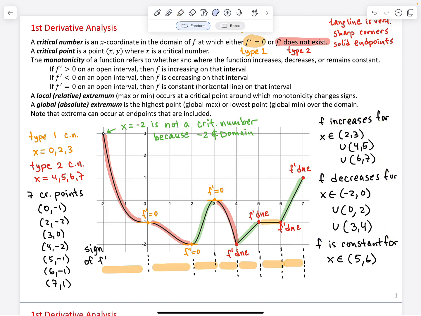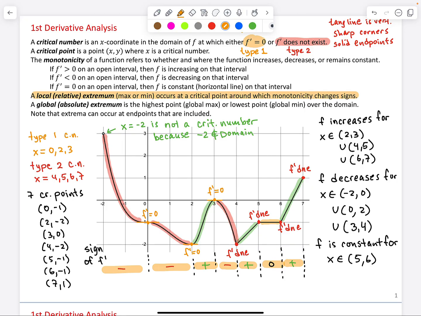Then I'll indicate what the sign of the first derivative would be for each of these subintervals. Everywhere the function is decreasing, we would have a negative first derivative. So the first subinterval, the second subinterval, and the fourth subinterval. The third subinterval, the fifth, and the seventh would have positive first derivatives, and where the graph is constant would have a 0 first derivative.